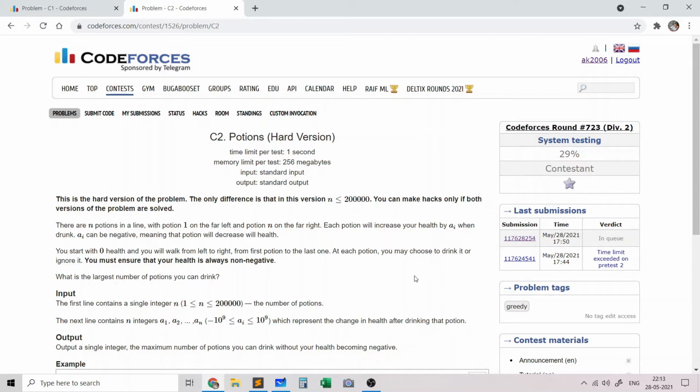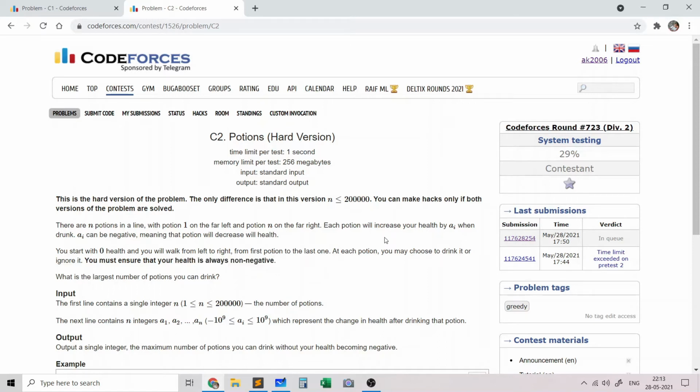Now, what we need to do is start from the first potion and go to the last potion. For every potion, we may either choose to drink it or ignore it. If we drink it, our health will change accordingly. And we need to find the largest number of potions we can drink, ensuring that at each step, our health is always greater than or equal to 0.